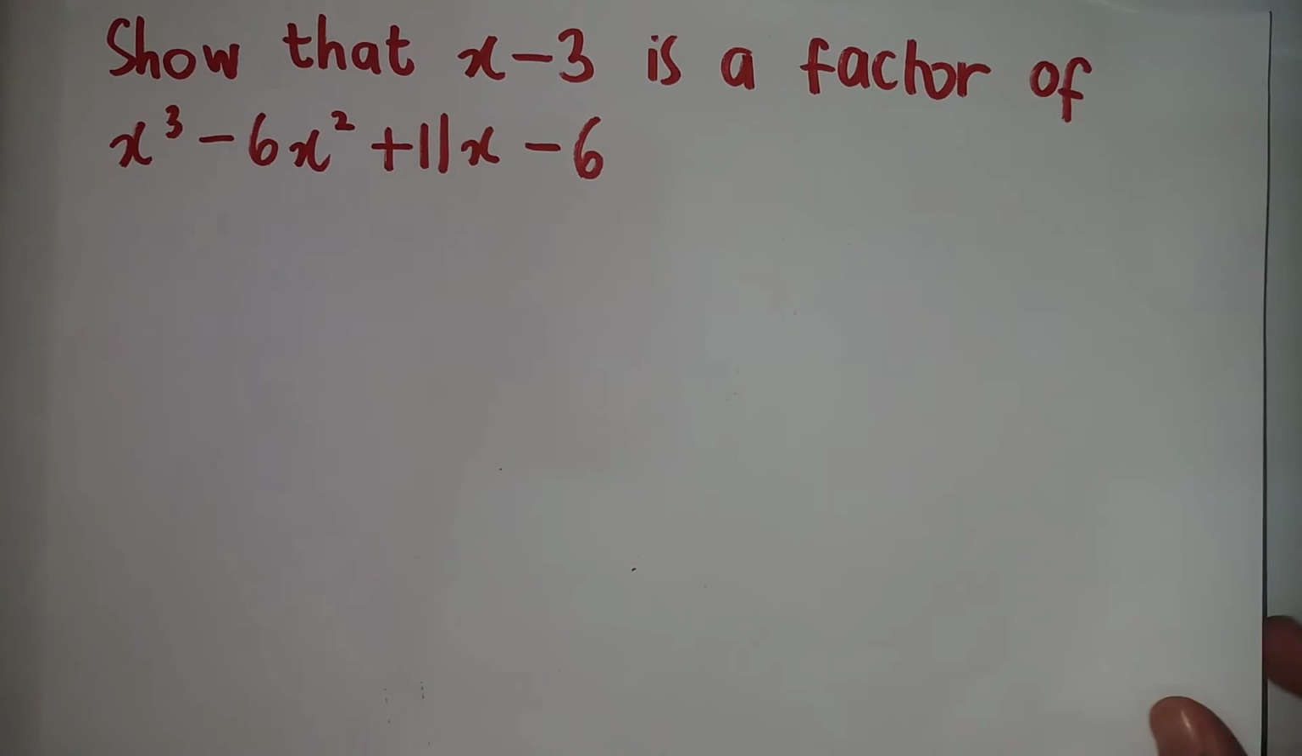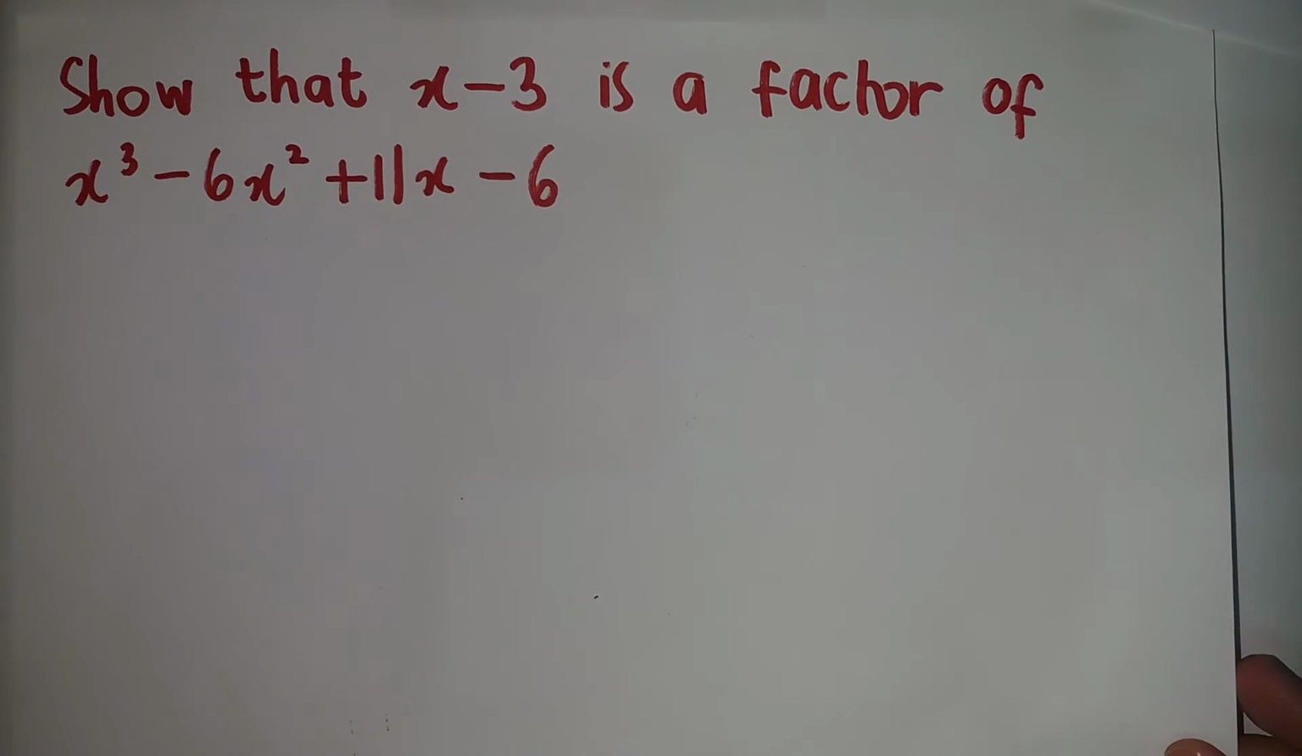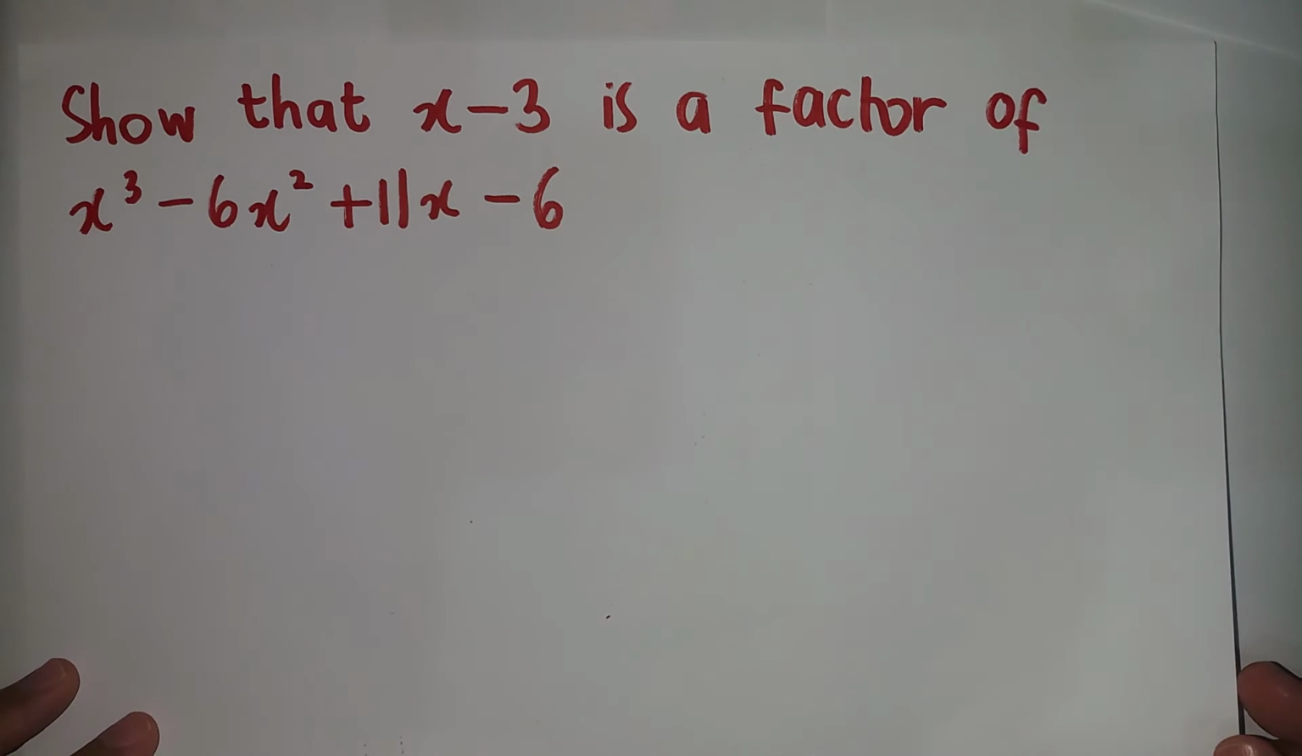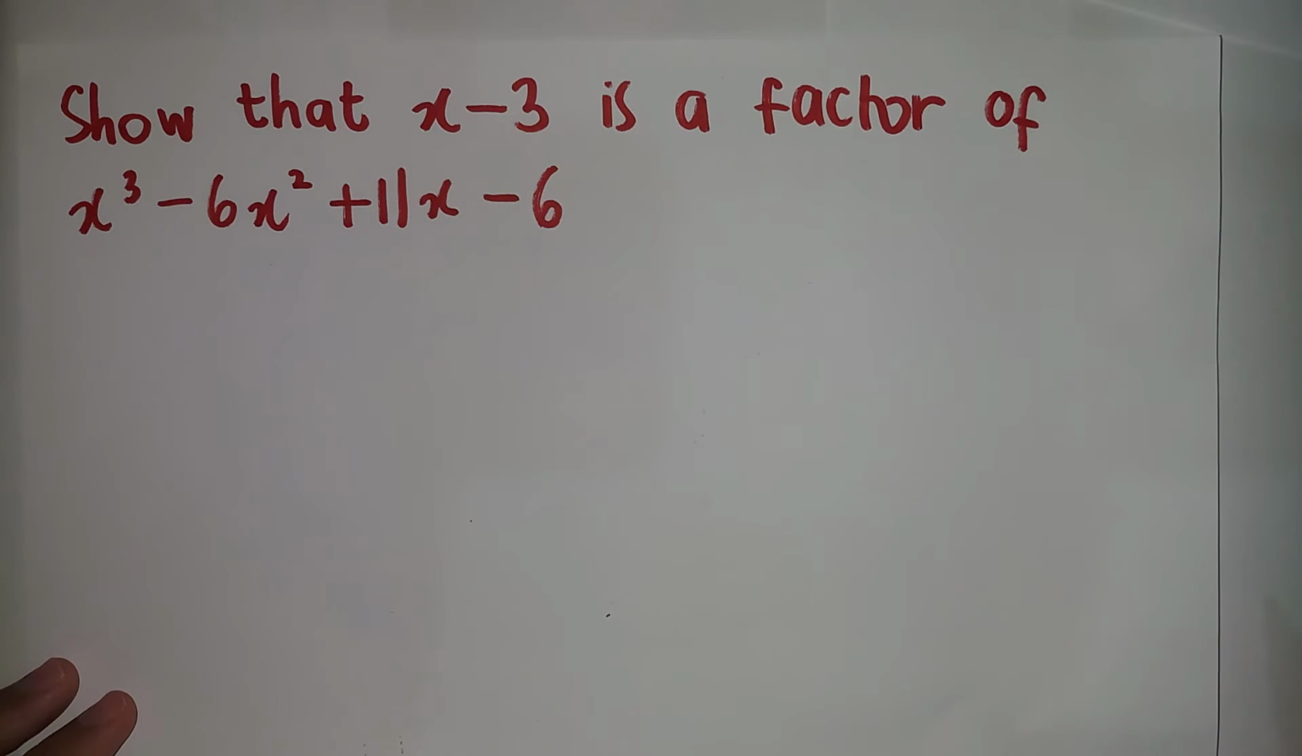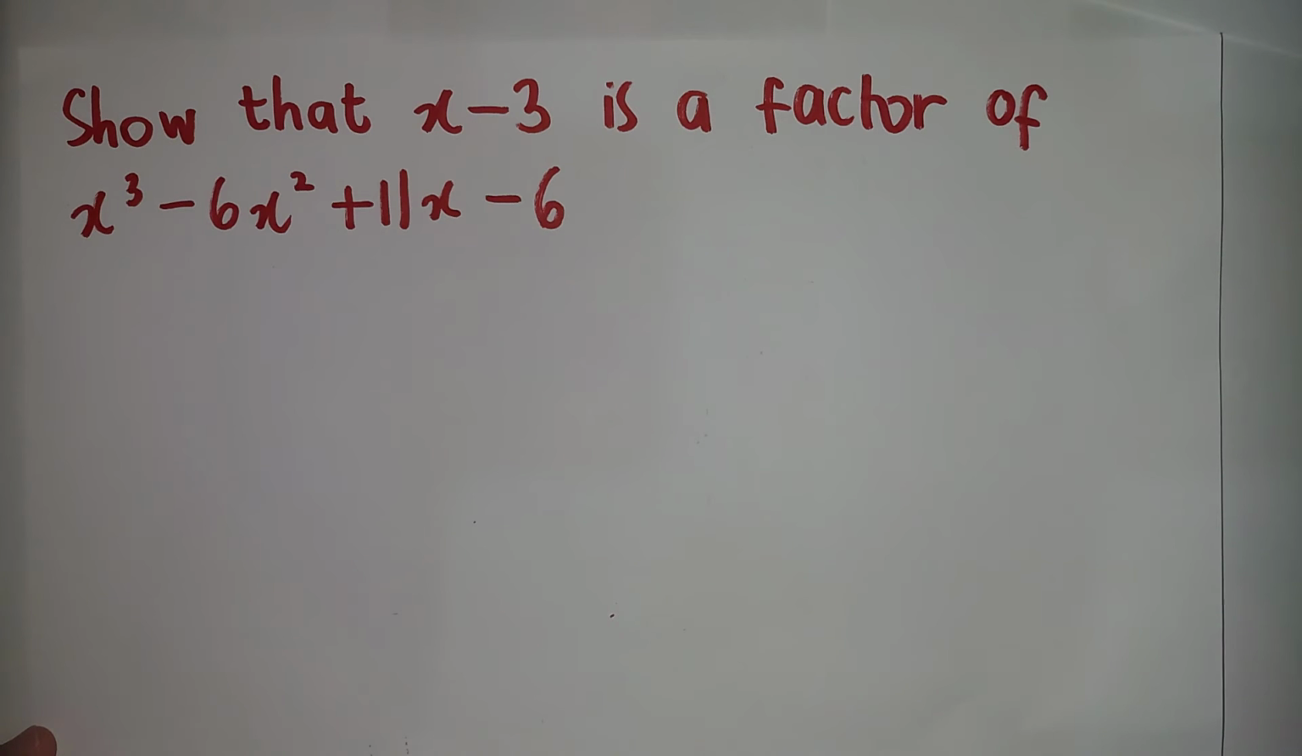I have another example here. This is taken from your worksheet, worked example 4. Please refer to your worksheet. You need to show that x minus 3 is a factor of x cubed minus 6x squared plus 11x minus 6. You have two methods: you can use long division or you can use the factor theorem. But if the question specifically asks you to use the factor theorem, then you need to use it. Usually the examiner expects you to use the factor theorem, which is the shortest method.